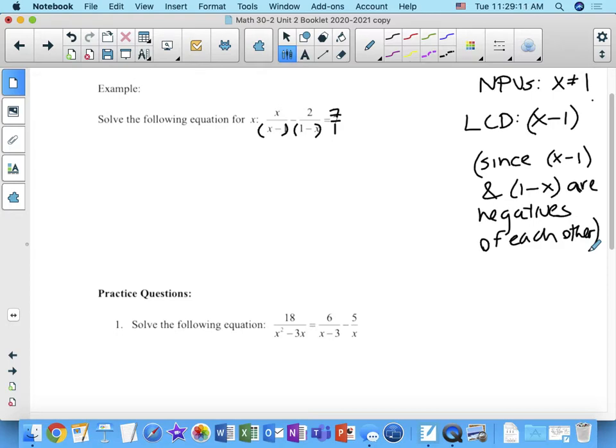Yes. So if you get to the quadratic, you're going to end up with the same answer. Absolutely, you will. You're just going to throw out the extraneous solution. Okay. So let's say we pick the LCD as x minus 1.